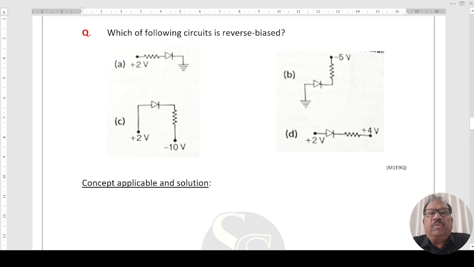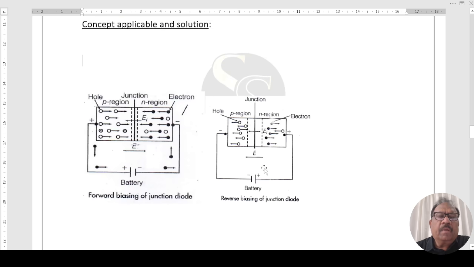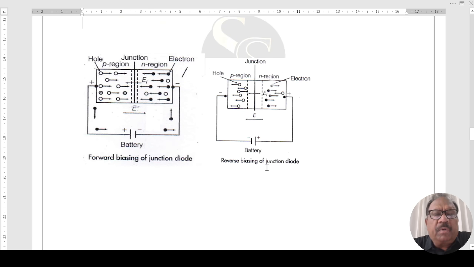Question is, which of the following circuits is reverse bias? The answer is very simple. It can be given within 15 seconds, but before giving the answer, certain concepts will be cleared. What is forward bias? What is reverse bias? It will be discussed again. If P-type is connected with the positive terminal and N-type with the negative terminal, that is forward bias. If reverse, that is P-type connected with the negative terminal and N-type with the positive terminal.